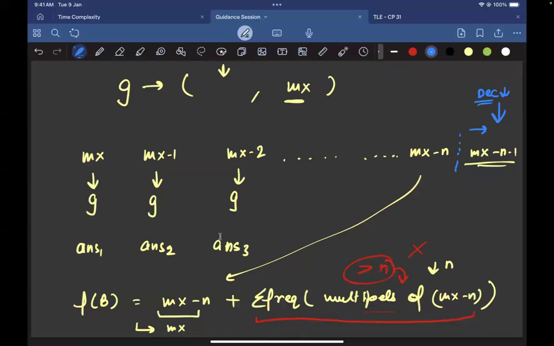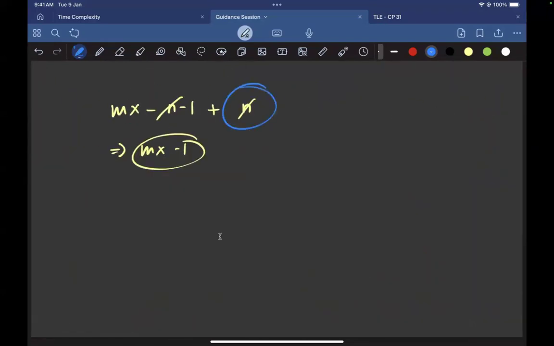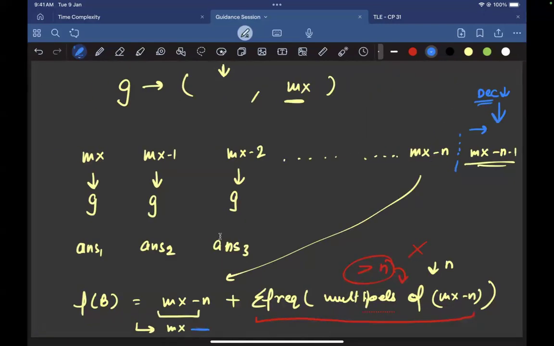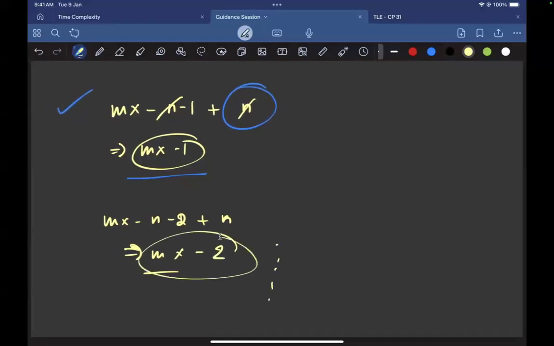Is this clearly observable? After mx minus n, if you consider more values lesser than this, then even if every element of the array is covered, even then your answer is lower than what you could have created right now, that is mx. Because the answer right now is mx minus 1. If you'd have taken mx minus n minus 2 plus n, then the answer would have been mx minus 2. And this is even lower, and so forth and so on. You would have gone even lower in your answers. So that is not what you want. I hope this part is clear. This is the main idea in this problem.